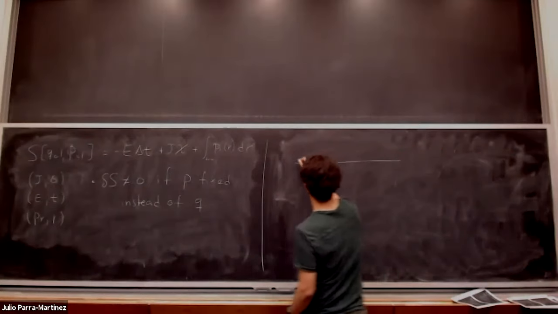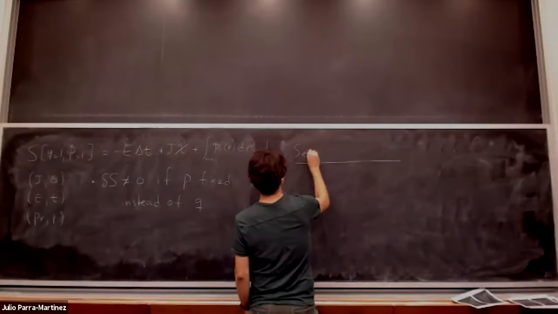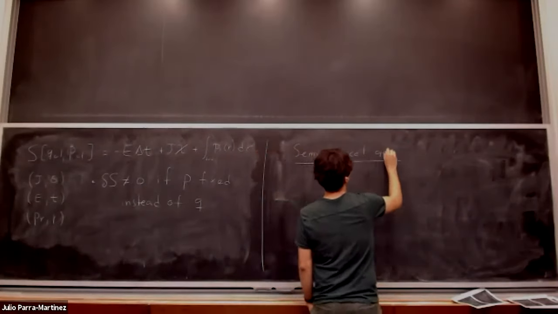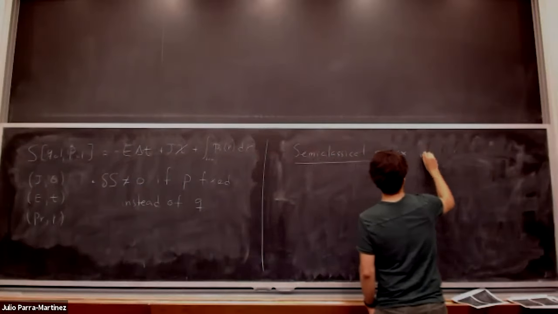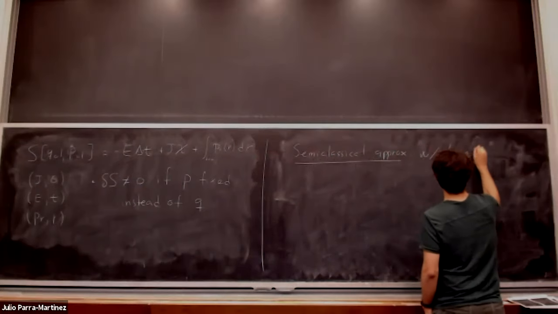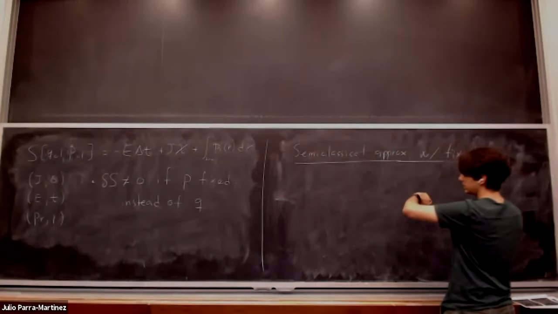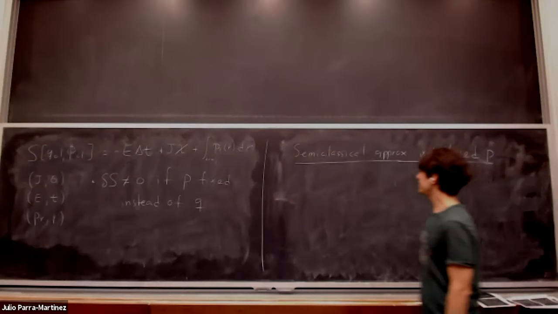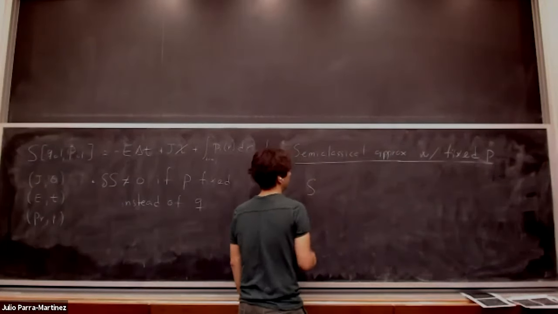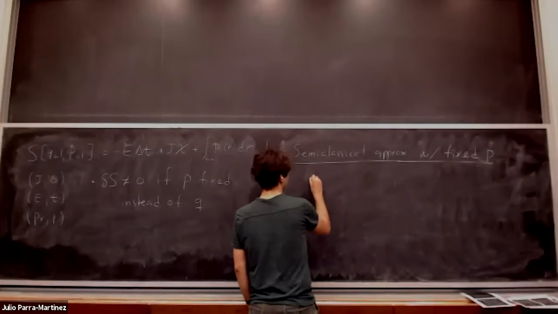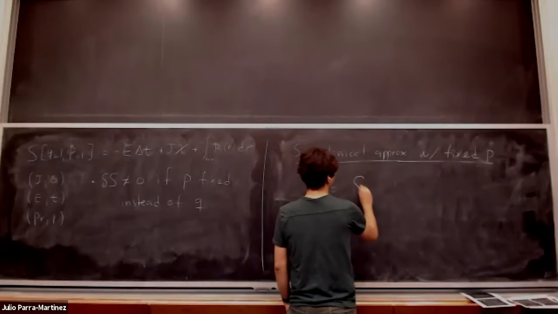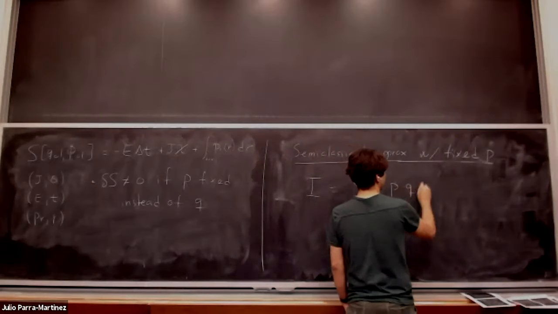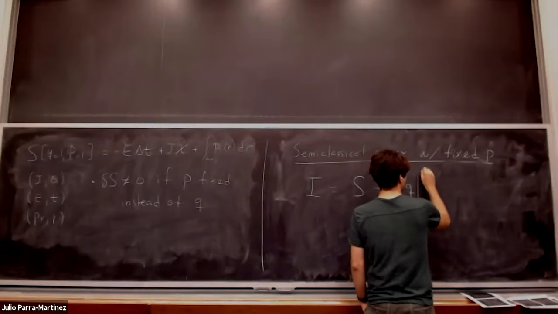So the action that we'll have, this is the semi-classical approximation with fixed P. I'm almost done. The right object is, we just need to add a boundary term. So the right object, which I will call I, is going to be S minus P dot Q evaluated at the boundary, so at t equals 0 and t equals T.